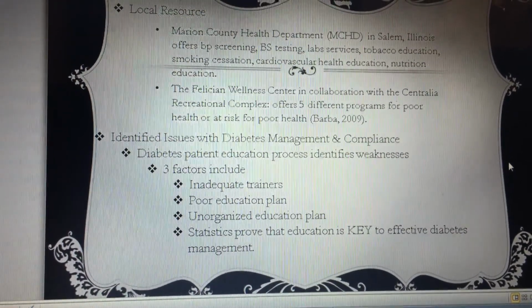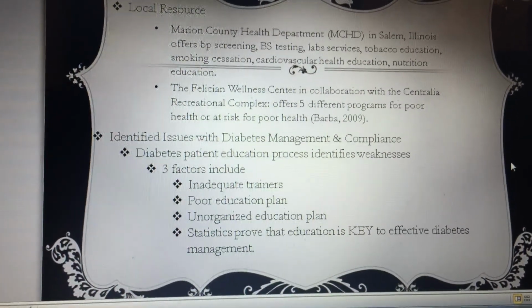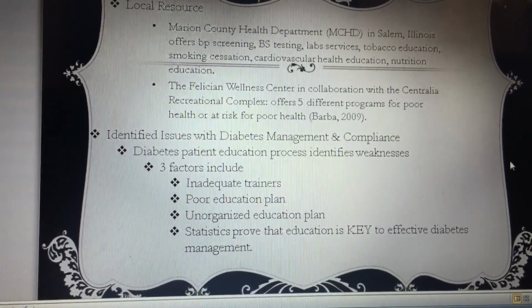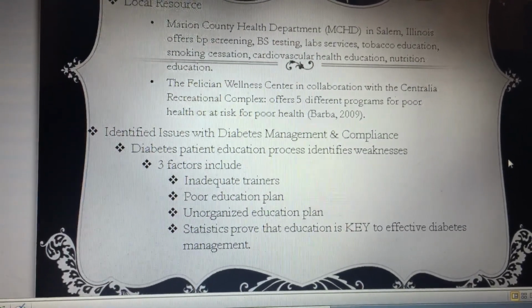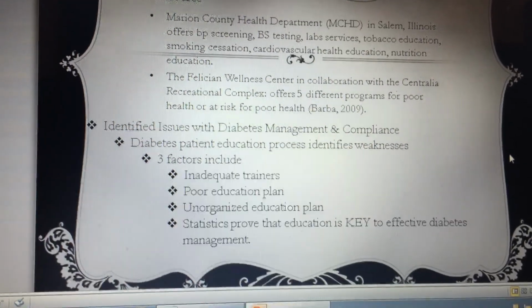Identified issues with diabetes management and compliance. Diabetes patient education processes identified weaknesses. 3 factors included: inadequate trainers, poor education plan, unorganized education plan. Statistics prove that education is key to effective diabetes management.